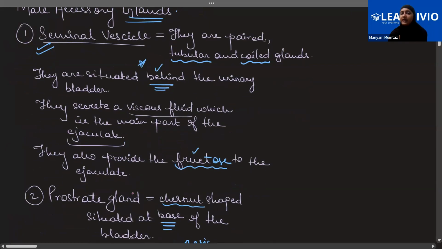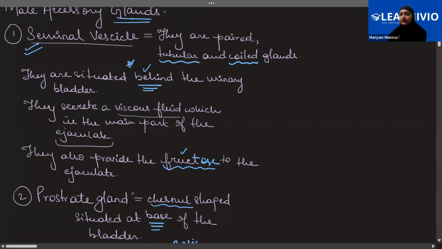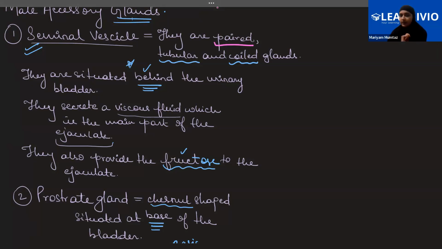To begin with, we have the seminal vesicle. Now, they are paired. Paired means two in number. They are paired, they are tubular, and they are coiled glands. Okay, their structure is coiled. Now, where are they situated? They are situated behind the urinary bladder in males. They secrete a viscous, thick fluid, which is the main part of the ejaculate.